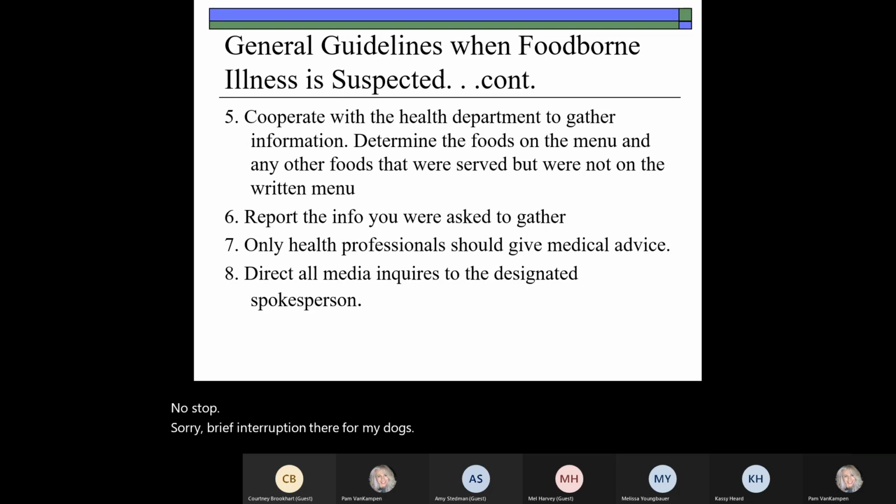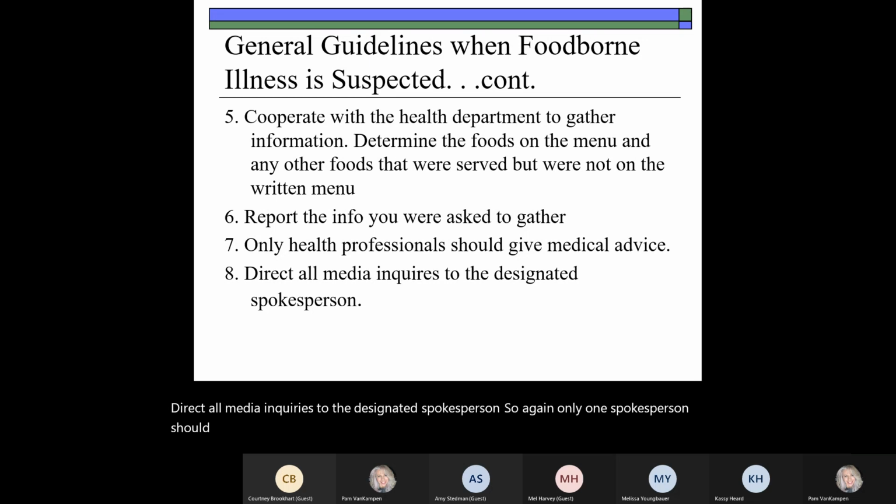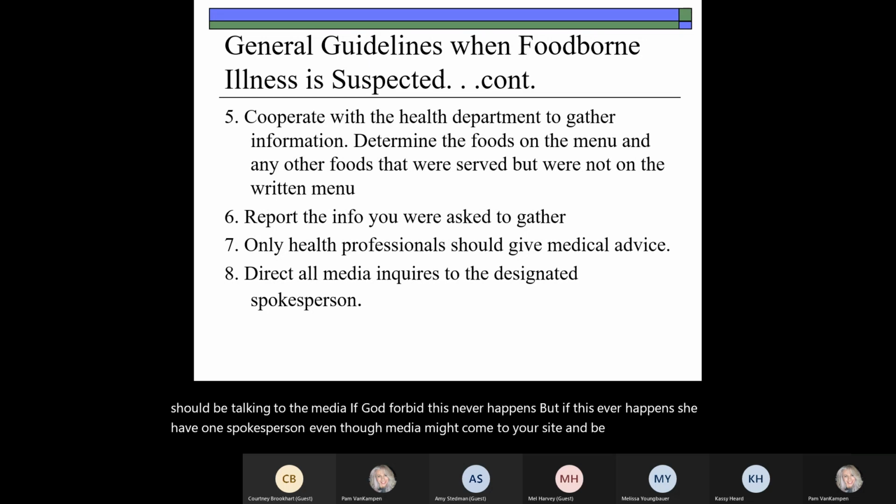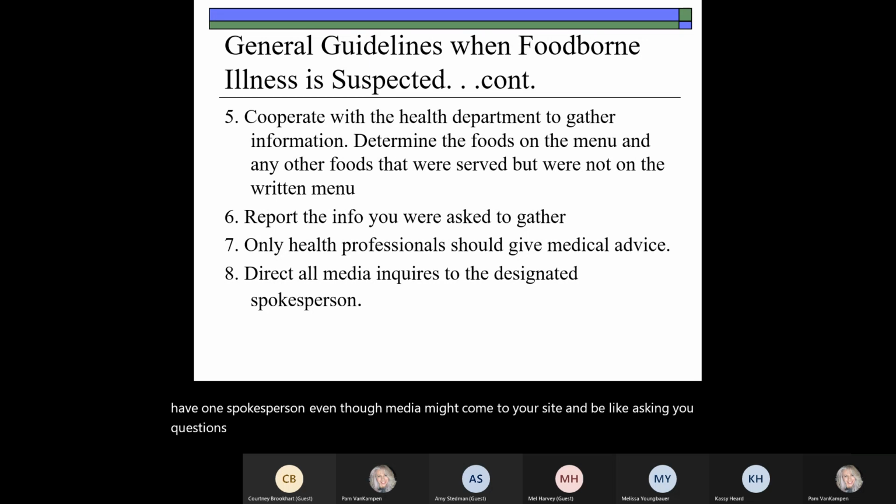Direct all media inquiries to the designated spokesperson. So again, only one spokesperson should be talking to the media. If, God forbid, this ever happens, you should have one spokesperson, even though media might come to your site and ask you questions. Always just point them back to the one person who has the talking points that the county and the public health have agreed upon sharing.